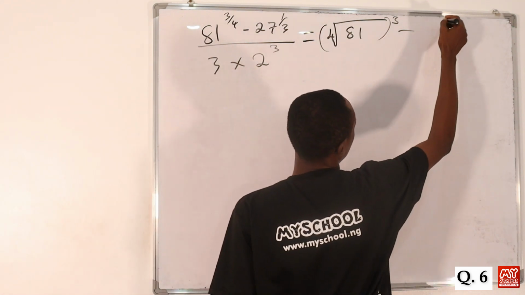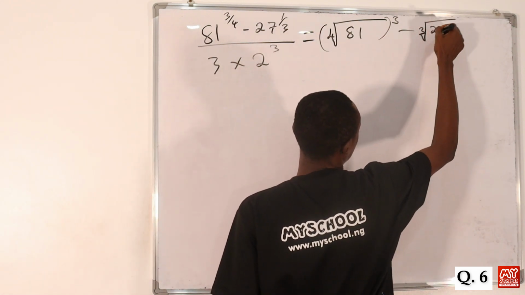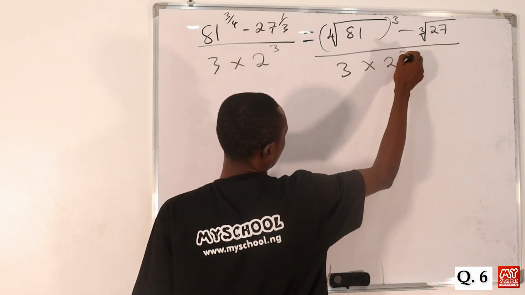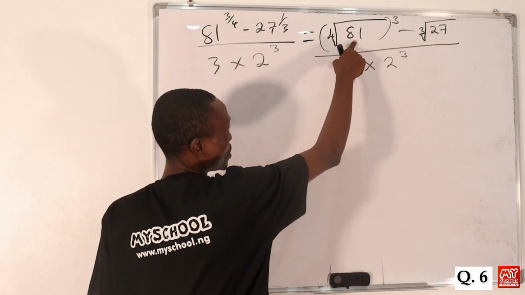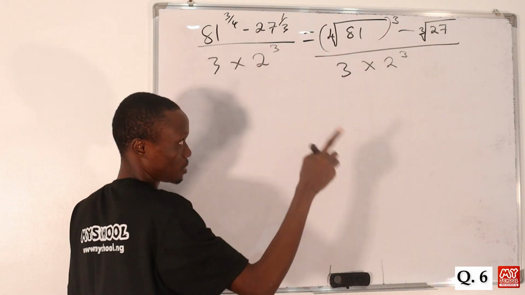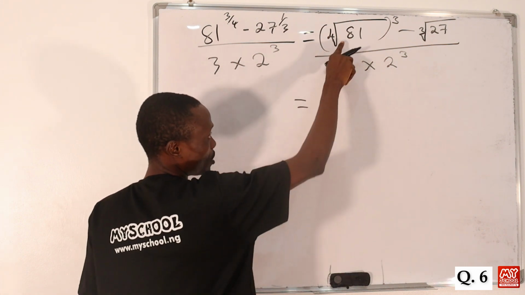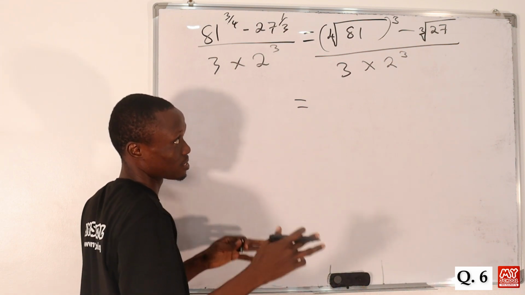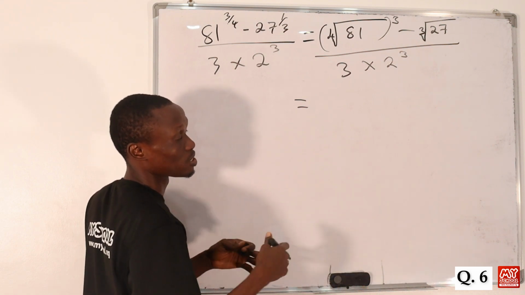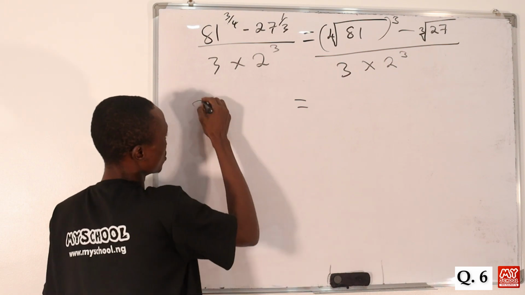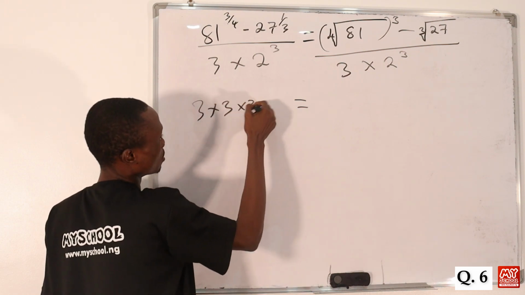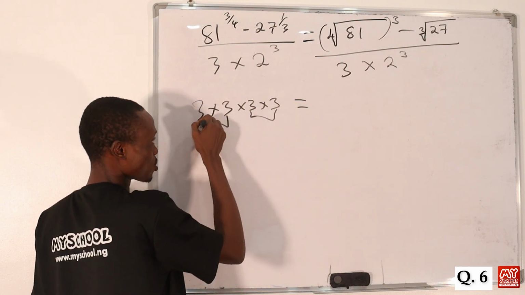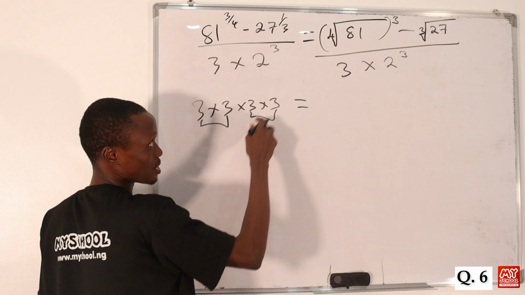Okay, so you'll be having the cube root of 27 all over 3 times 2 raised to power 3. The fourth root of 81 is actually 3, meaning 4 numbers that are the same that you multiply together to get 81, and that will be 3. So 3 times 3 times 3 times 3 equals 81, because 3 times 3 is 9, then this other 3 times 3 is 9, 9 times 9 is 81.